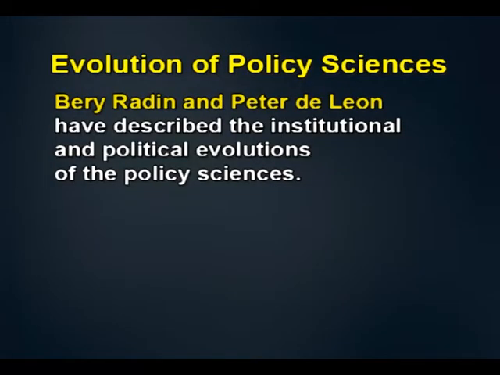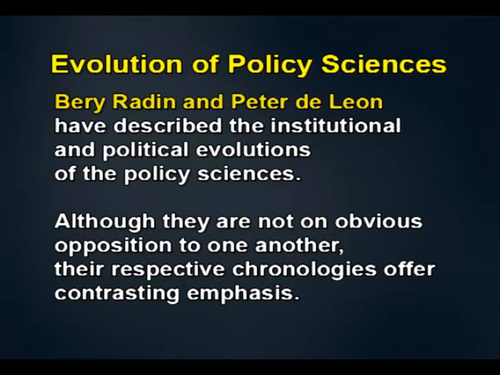As such, to understand a problem, one must acknowledge its value components. Barry Radin and Peter D. Leon have described the institutional and political evolutions of the policy sciences. Although they are not in obvious opposition to one another, their respective chronologies offer contrasting emphasis.